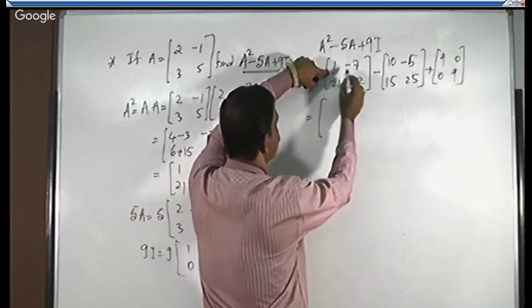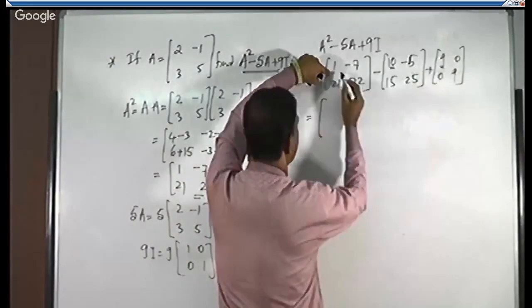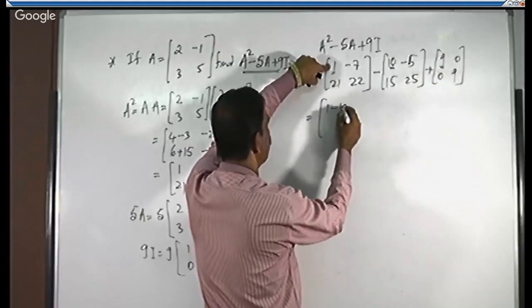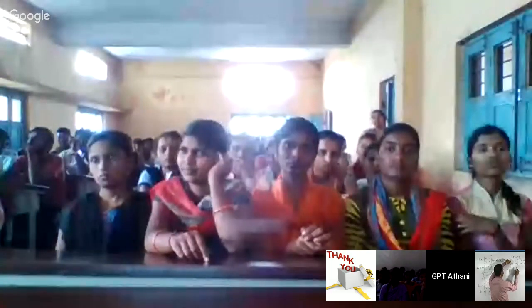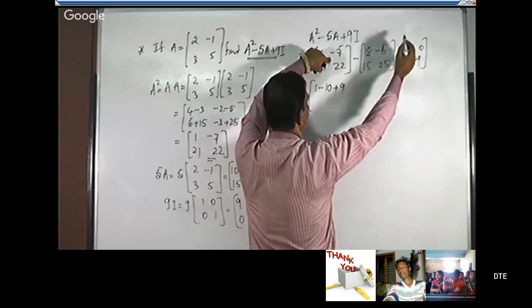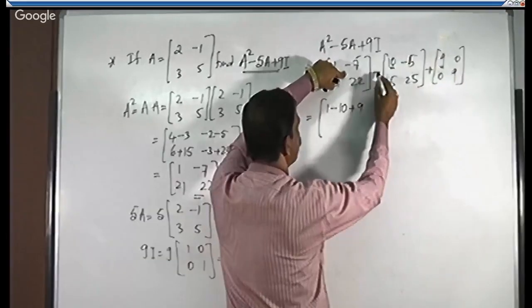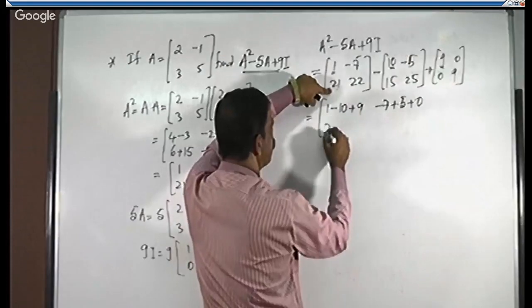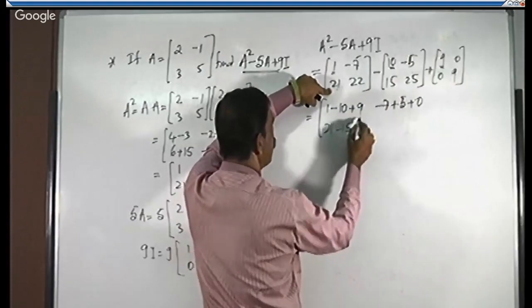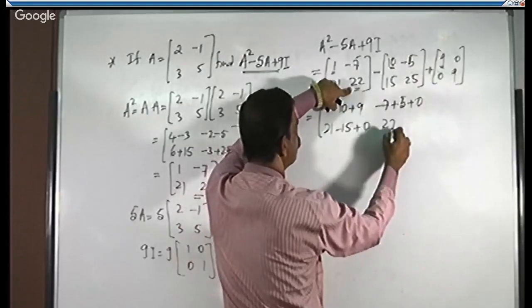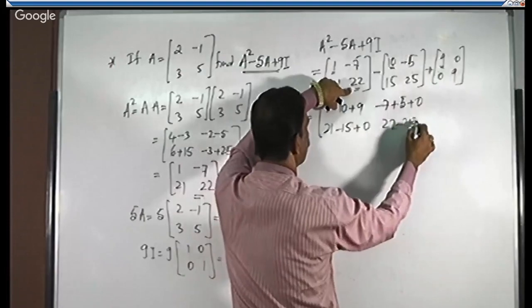Take all the elements along with the sign, that is 1 minus 10 plus 9. Next, the second element of the first row, minus 7 minus of minus 5 plus 0, minus 7 plus 5 plus 0. Then 21 minus 15 plus 0. Last element, 22 minus 25 plus 9.